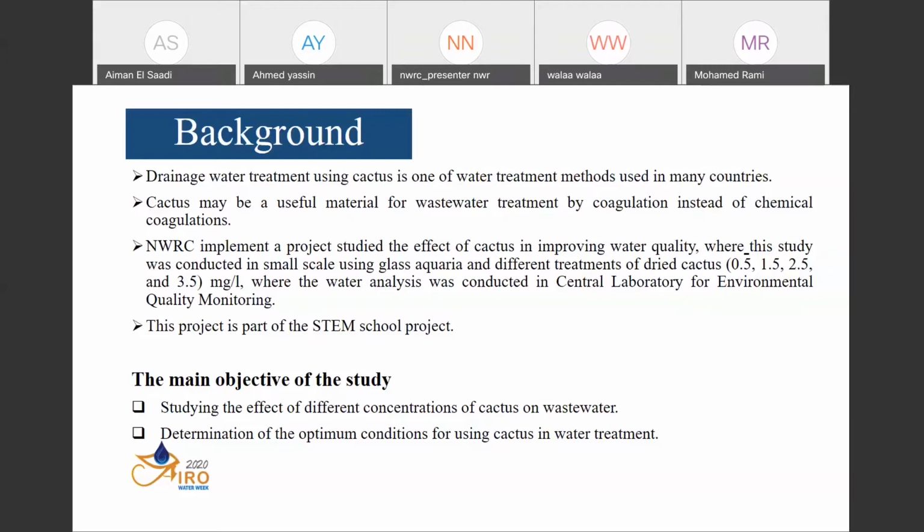The main objective is studying the effect of different concentrations of cactus on wastewater and determining the optimum conditions for using cactus in water treatment.